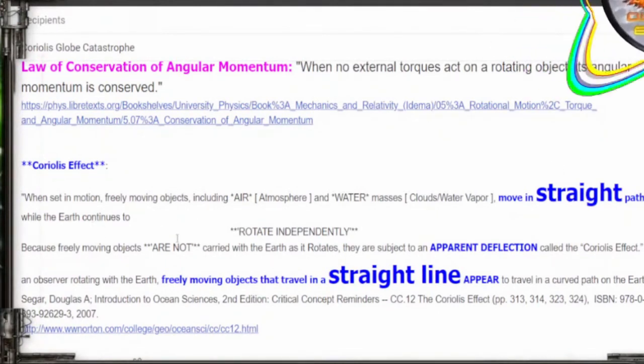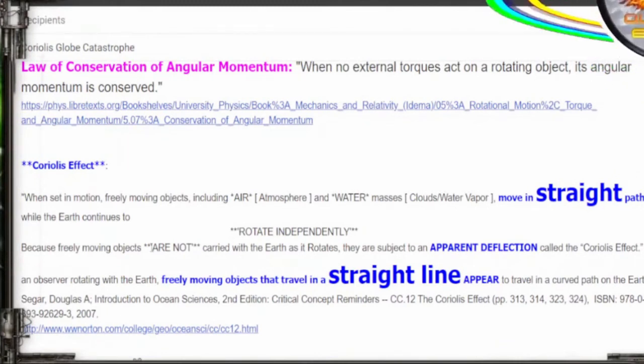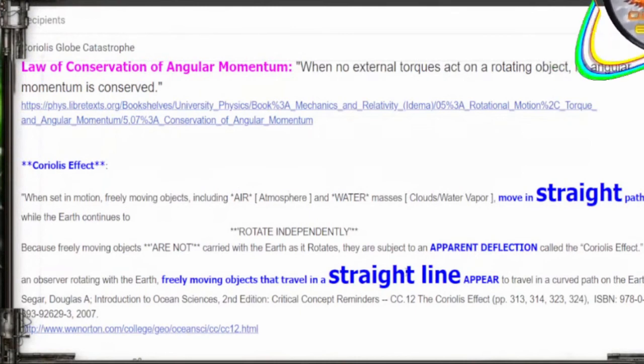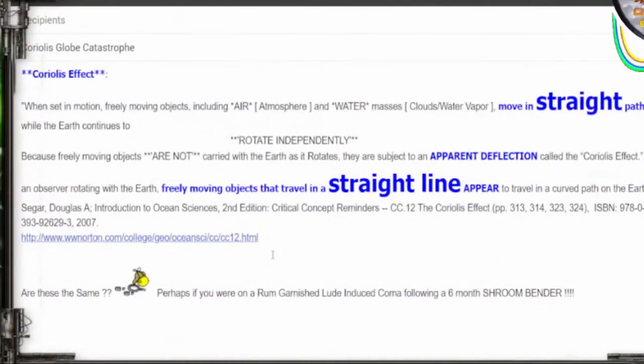While the Earth continues to rotate independently. Uh-oh. Because freely moving objects are not carried with the Earth as it rotates, two separate reference frames by the way, they are subject to an apparent deflection. Are there any apparent deflections up here in the conservation of angular momentum? I don't see any. Called the Coriolis effect: to an observer rotating with the Earth, freely moving objects that travel, here we go again, in a straight line. This says straight, this says angular. And these are the same? Really? Perhaps we were in a coma following a 6-month bender. You clowns!